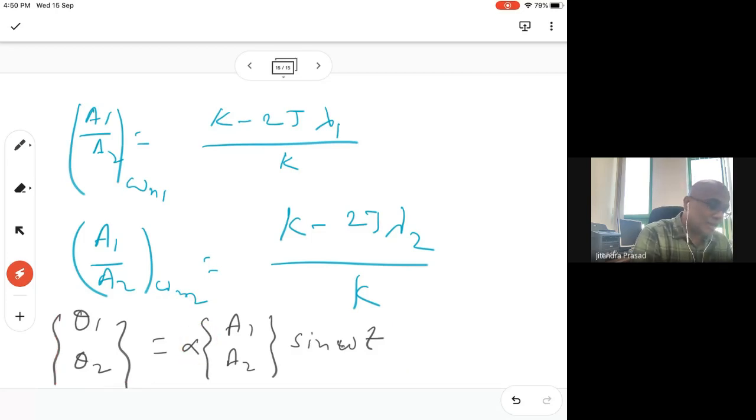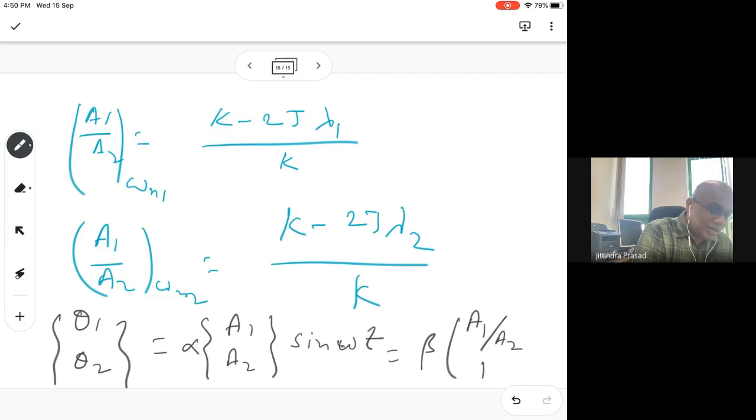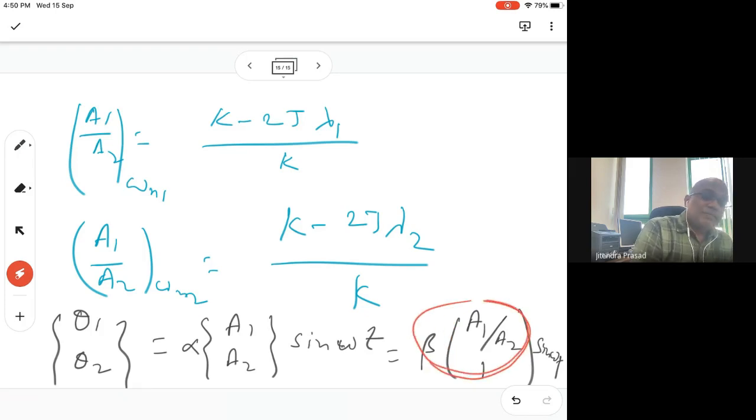Rather, we can also write this as beta times A1 divided by A2, 1, and sine omega t. So this is a general normal mode. This will be the basic displacements basically. So theta 1 and theta 2 will vary like this.